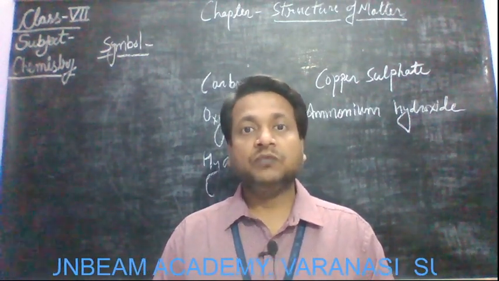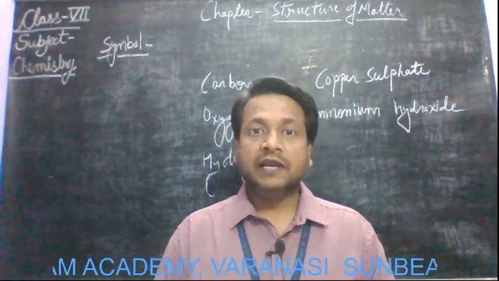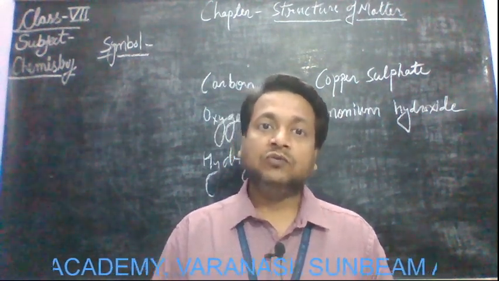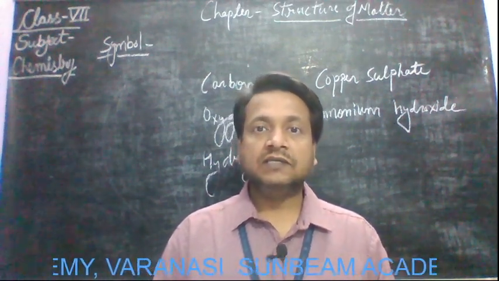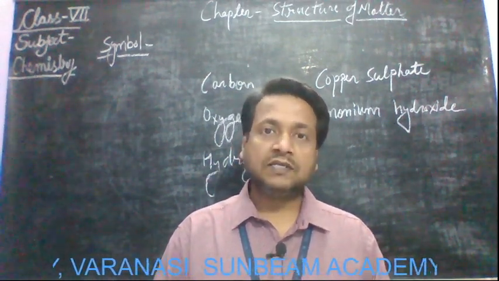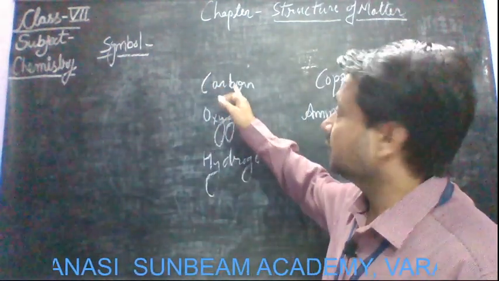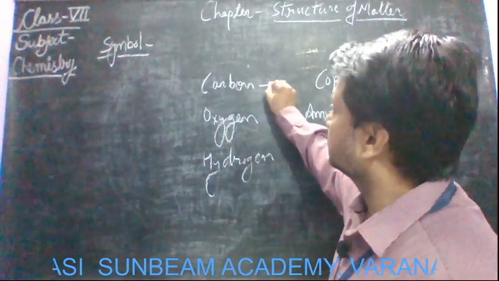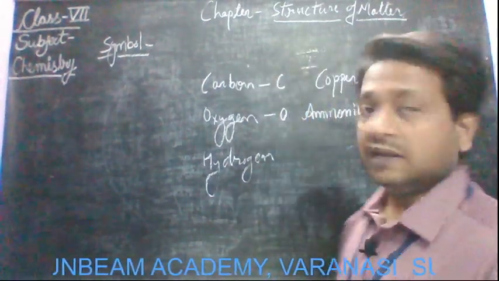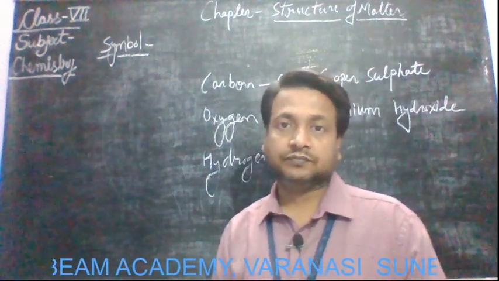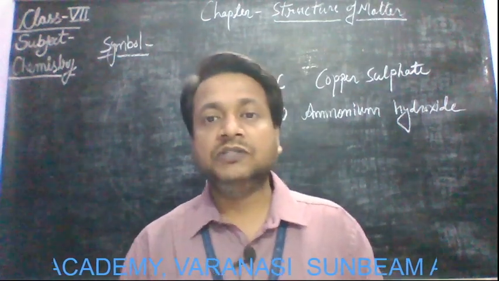So nowadays we have a method to indicate the different elements by using their letters, the first letter of their name or the first two letters of their name. Carbon is indicated by capital C, oxygen is indicated by O, and so on. This method was suggested by Berzelius.